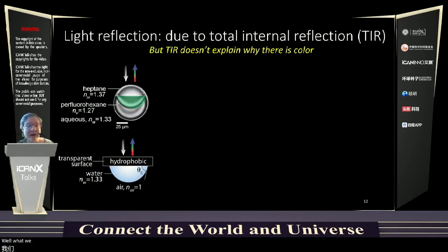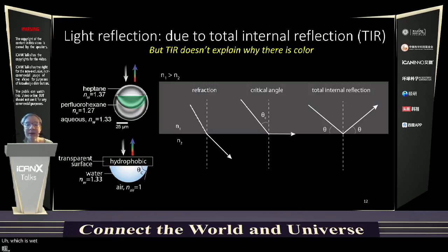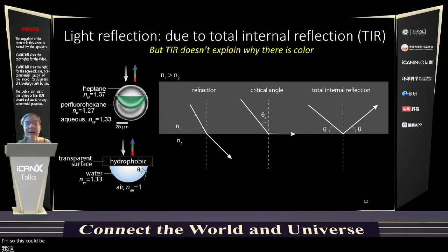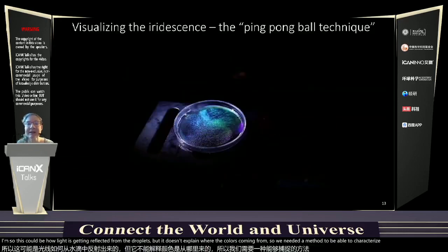Well, what we noticed was that we always have this refractive index contrast from high to low. So we can have a phenomenon called total internal reflection occurring, which is what happens when you have this high to low refractive index contrast, and at or above a certain critical angle, light actually reflects like a mirror. So this could be how light is getting reflected from the droplets, but it doesn't explain where the color is coming from. So we needed a method to be able to characterize the iridescence.